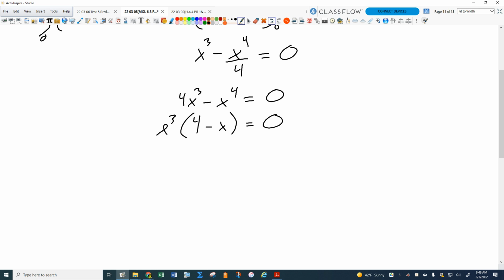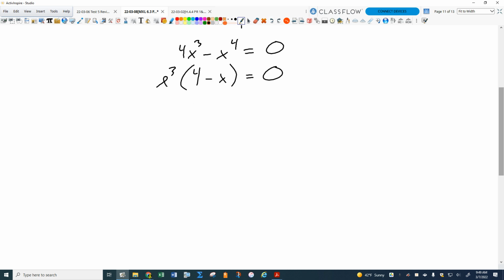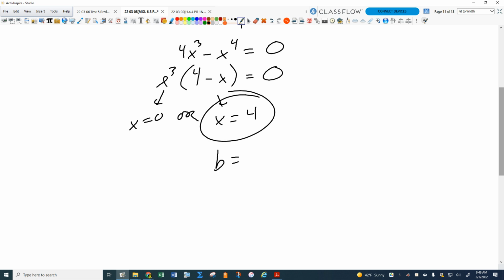So what are my solutions then? And we wanted a positive value, so that's it, isn't it? That's the value where our area is equal to 0. Okay, how are we doing? Thumbs on that? Is that good? Okay.